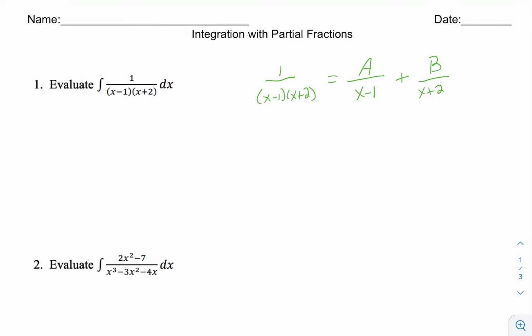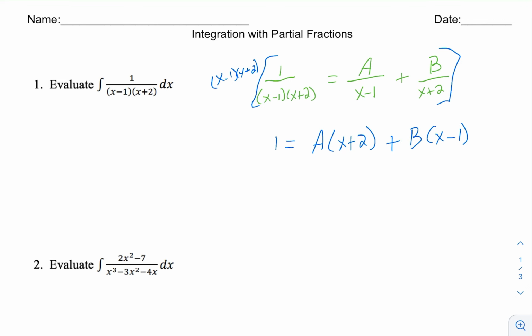Now, here's the thing. What we're going to do is get rid of the denominator. So we multiply by the common denominator, which would be x minus 1 times x plus 2, and we do that across the board. When we do that, we end up with 1 is equal to A times x plus 2, plus B times x minus 1.